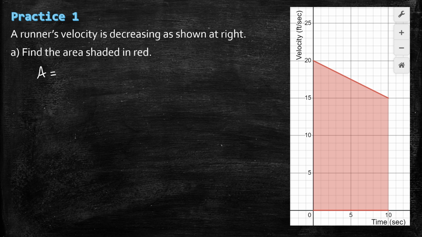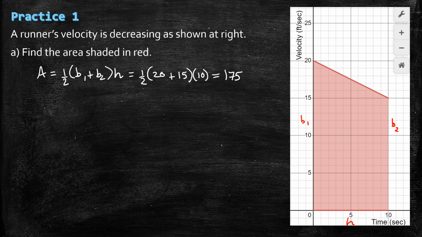So we see that this is a trapezoid. And this, recall, is the area of a trapezoid. B1 and B2 are the parallel sides. So this must be B1, or could be B1, this could be B2. And H is going to be the distance between the parallel bases. So that would be a half times 20 is B1, and 15 is B2. And then the distance between those bases is 10. And that comes out to be 175.